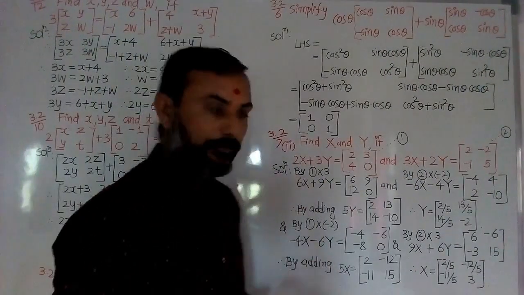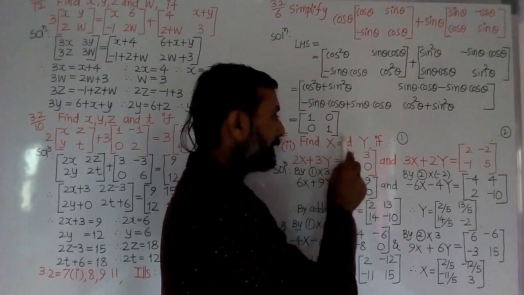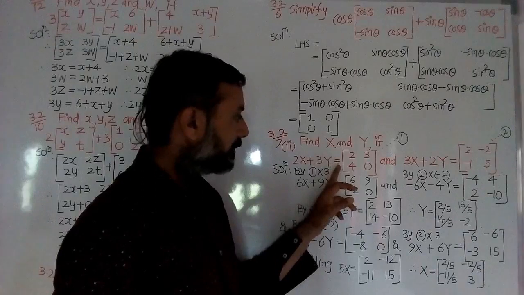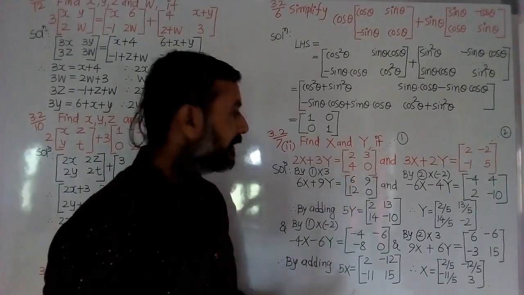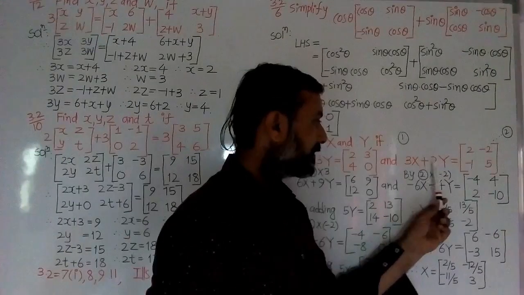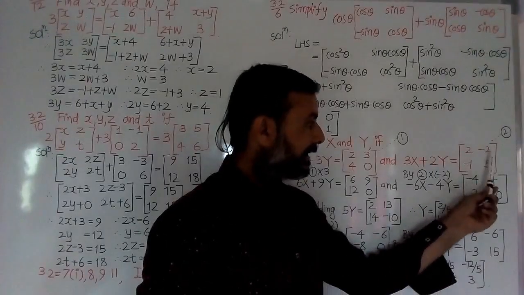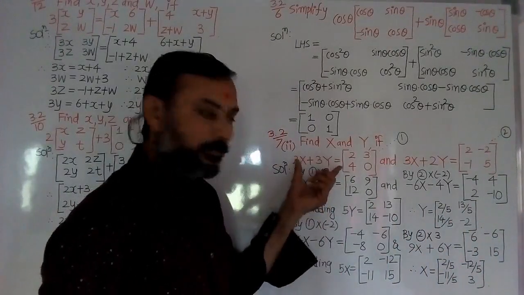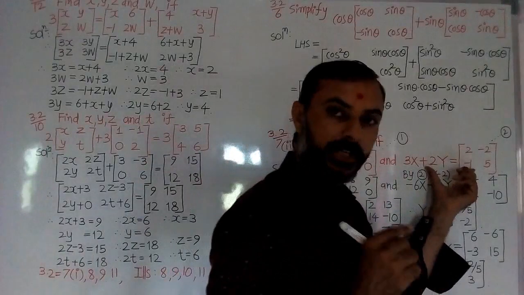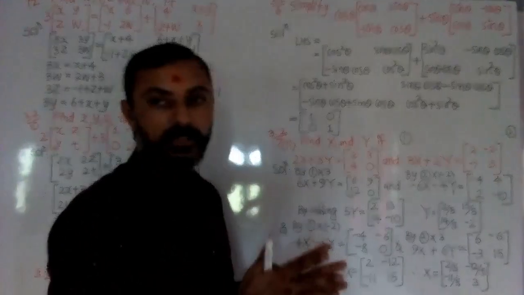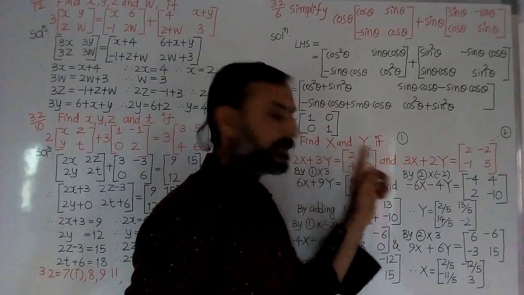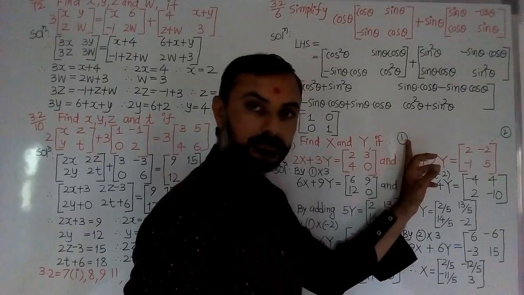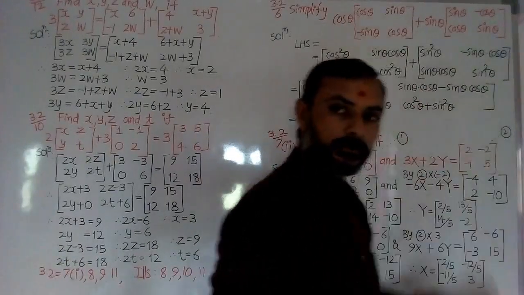Let's take another example. Find matrix X and matrix Y if 2X plus 3Y equals the matrix [2, 3; 4, 0] and 3X plus 2Y equals the matrix [2, minus 2; minus 1, 5]. This is given. This is a matrix equation, and from the matrix equation we have to find matrix X and matrix Y. Let's say this is equation 1 and this is equation 2.